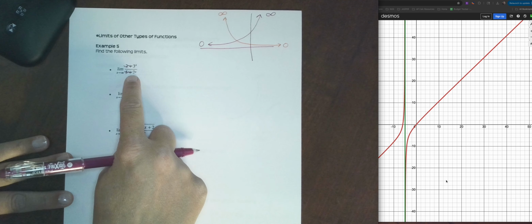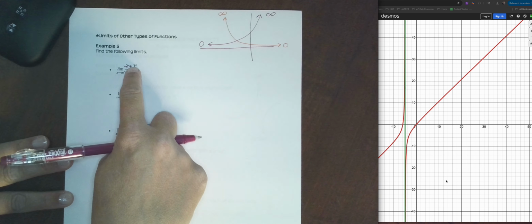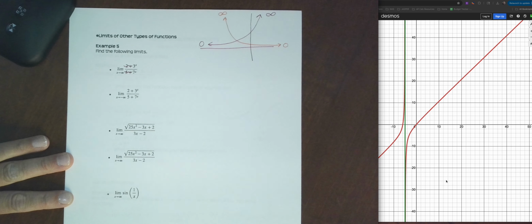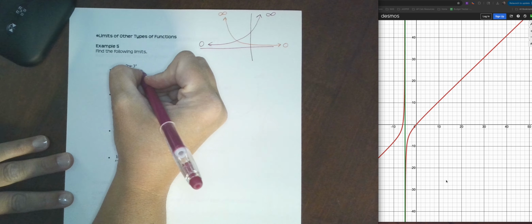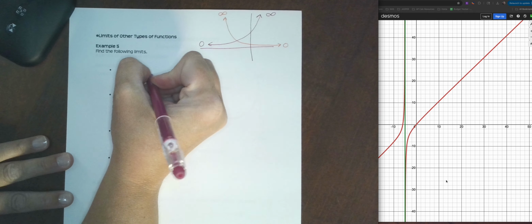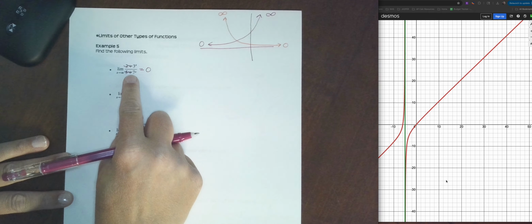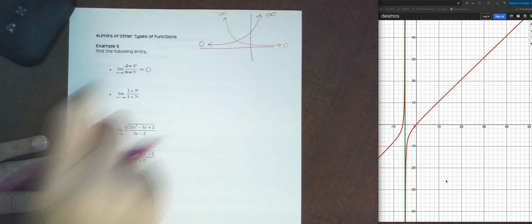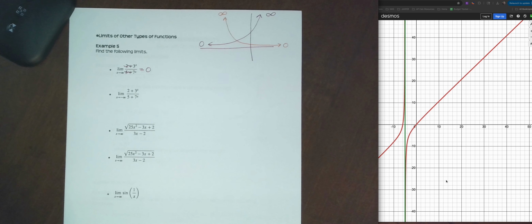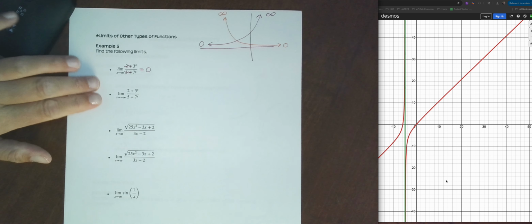Well, since this has a base of 7, 7 to the x is going to be a lot faster than 3 to the x. Okay? And so I would say that this limit is going to be 0 because the bottom of this function is going to get bigger faster, and the 2 and the 5 aren't going to matter. But look at the next question.